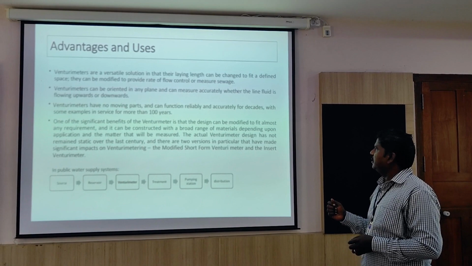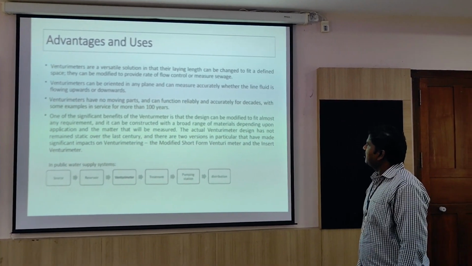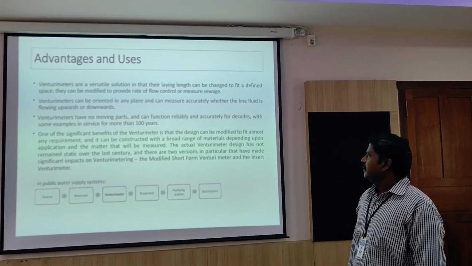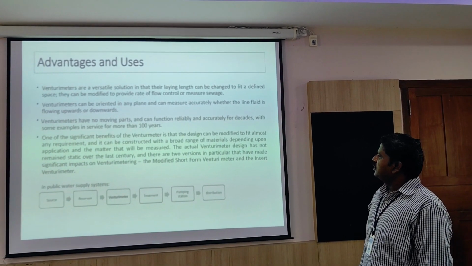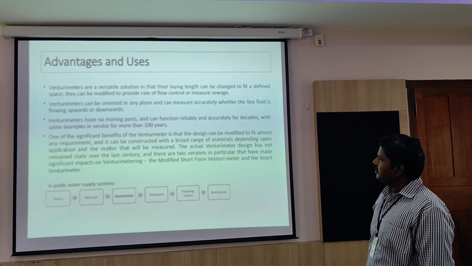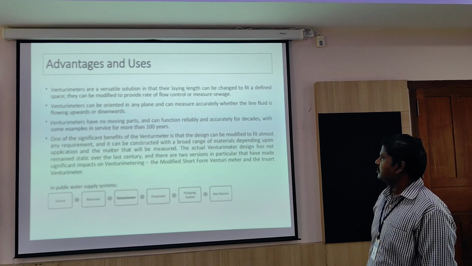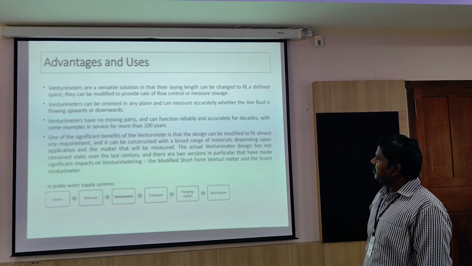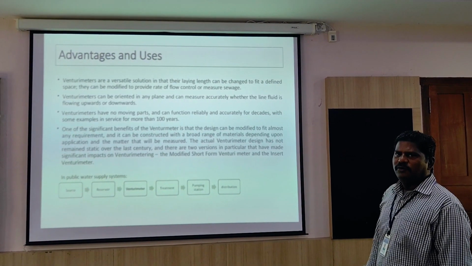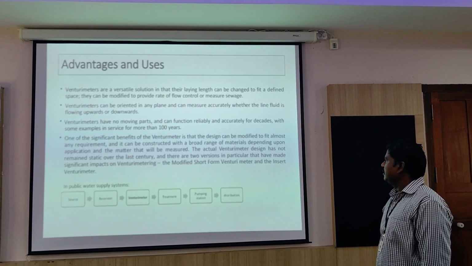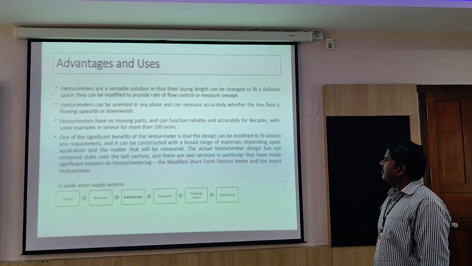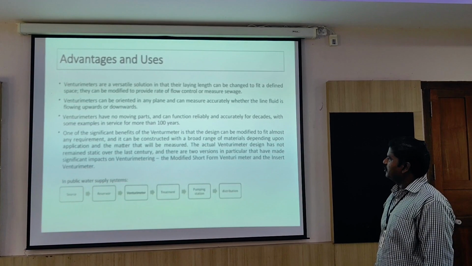A venturimeter can be oriented in any plane and can measure accurately whether the line fluid is flowing upwards or downwards. Venturimeters have no moving parts and can function reliably and accurately for decades, with some examples in service for more than 100 years. A significant benefit of the venturimeter is that the design can be modified to fit almost any requirement, and it can be constructed with a broad range of materials depending upon the application and the matter that will be measured.